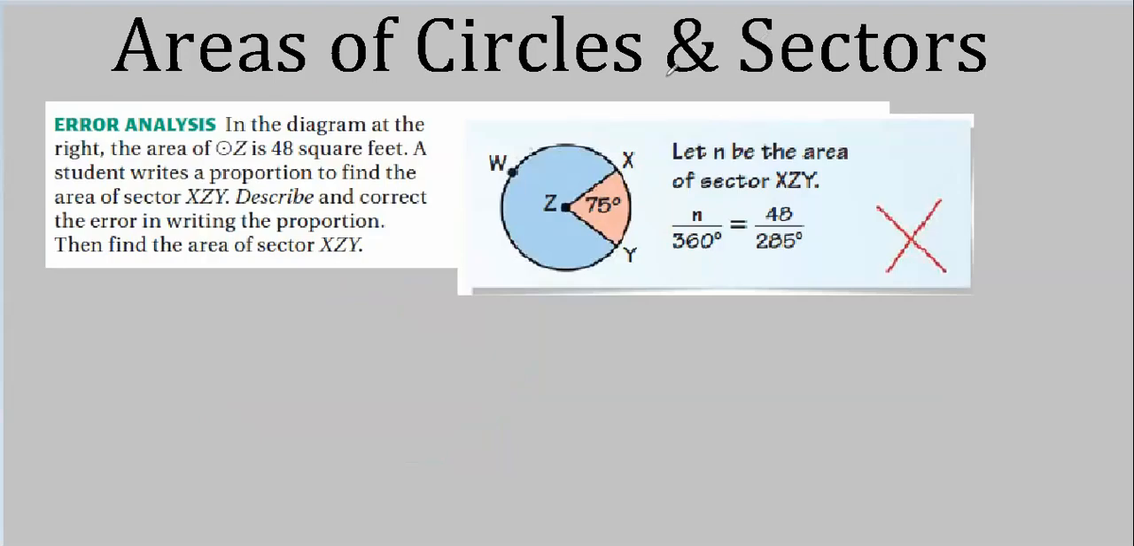Well, here we have some more error analysis, and they tell us that the area of circle Z is 48 square feet. And all we have to do is figure out which fraction of the whole is made up of this sector here. I believe this is the sector of which they're trying to find the area.